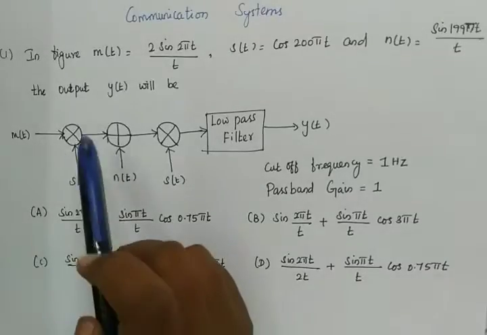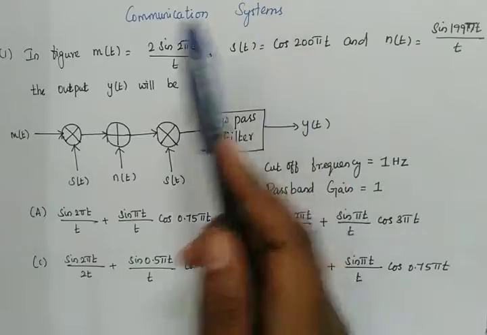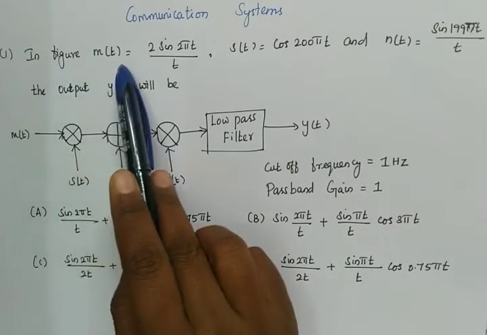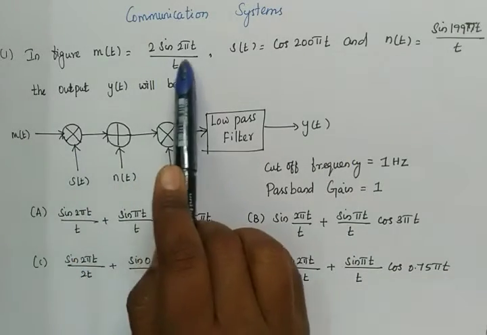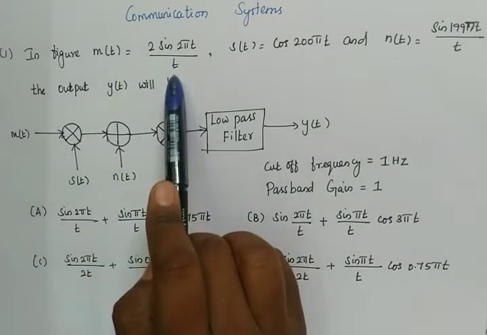Good morning. Today we will see a previous year GATE question in communication systems. In the figure, m of t is equal to 2 sine 2 pi t by t.